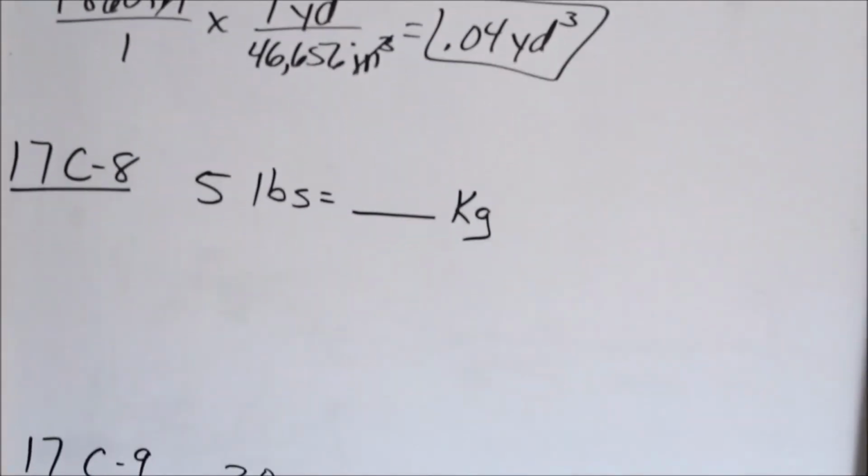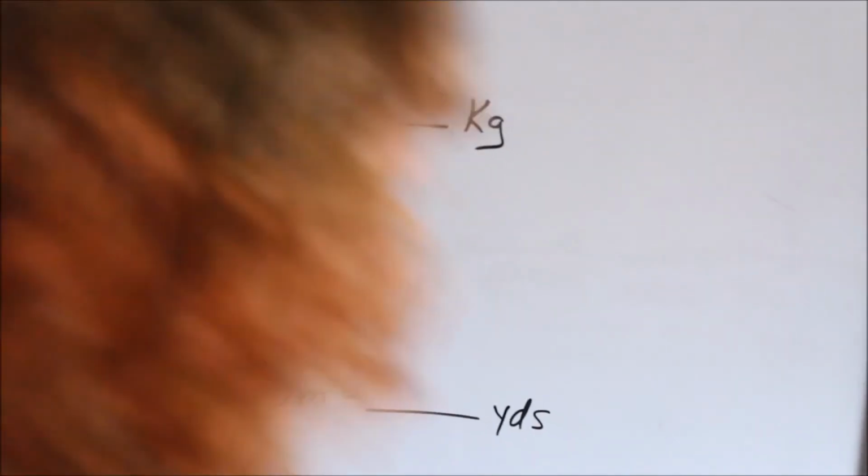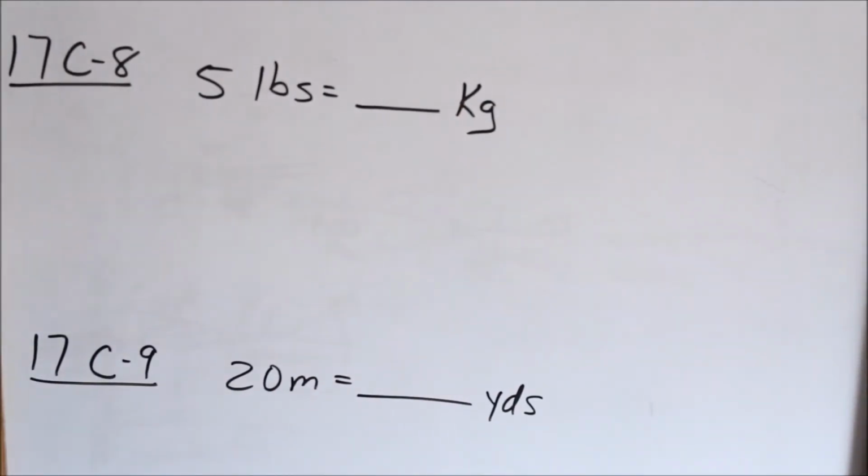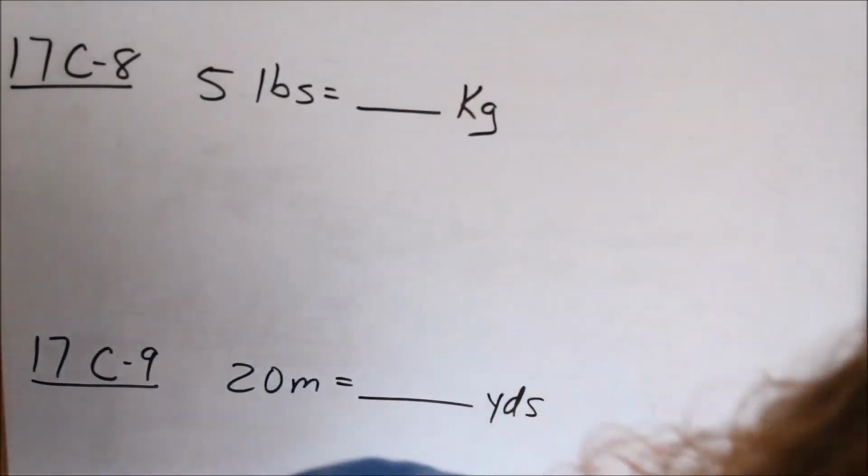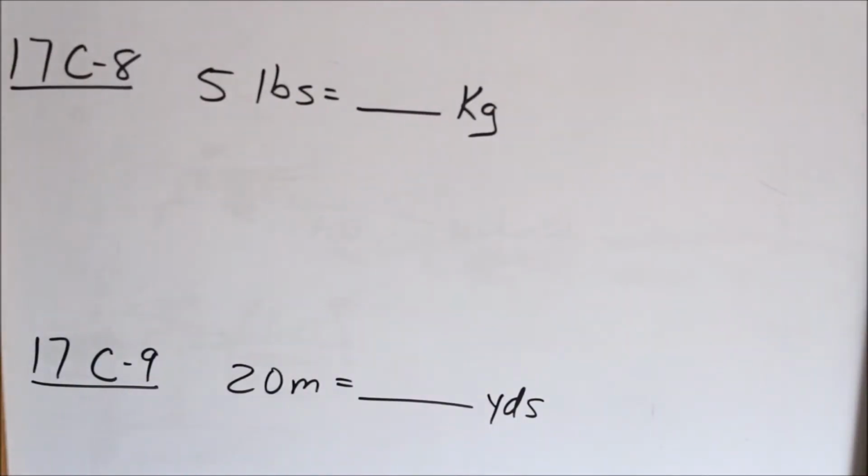Alright, now let's look at 17C number 8. We're going to be converting from imperial, or you may have heard them called English units, to metric, and then metric to imperial. Why do we have to convert to metric? Because a lot of other countries use metric, and most sciences use metric in their books. So therefore, here in America, we need to know how to convert to metric so that we can make calculations in metric. So here we have 5 pounds, and we're going to convert to kilograms.